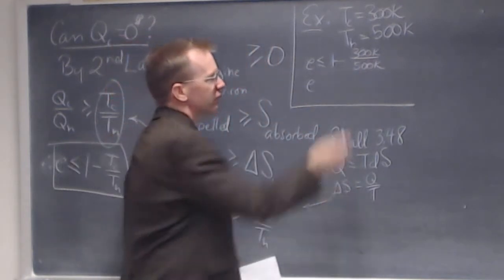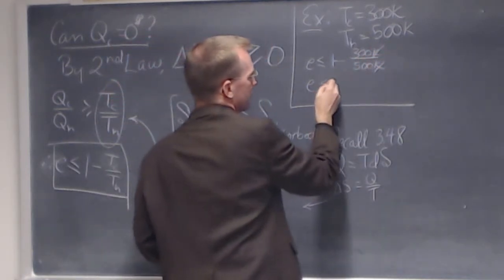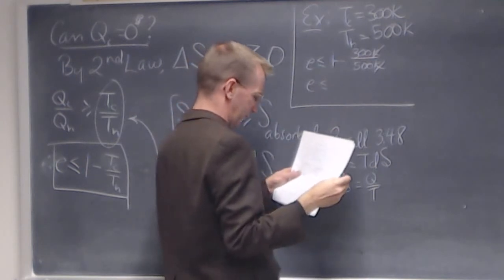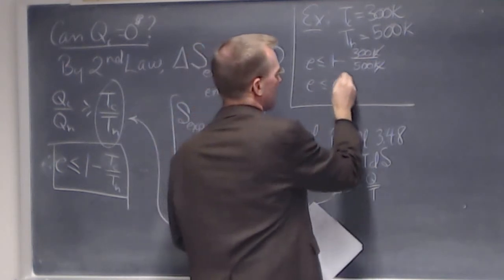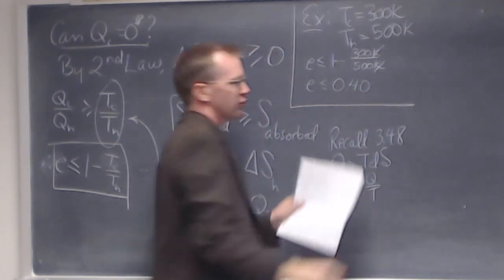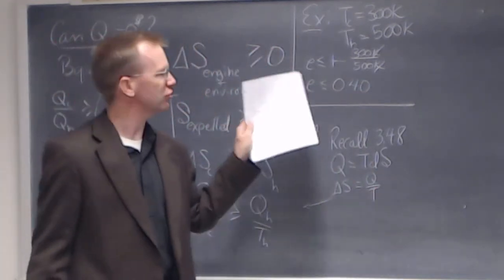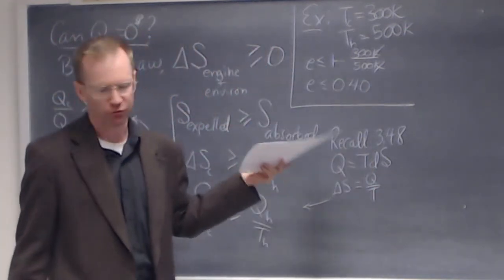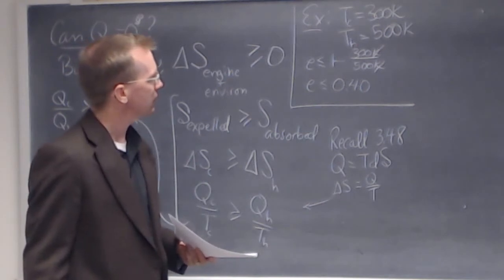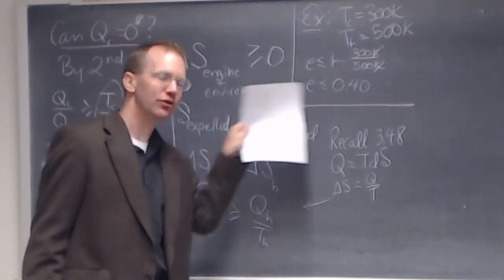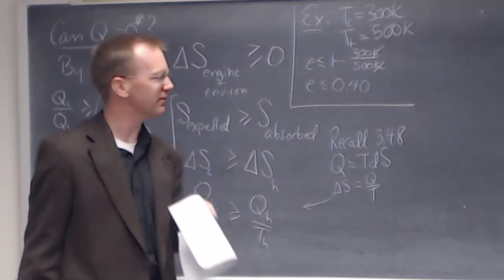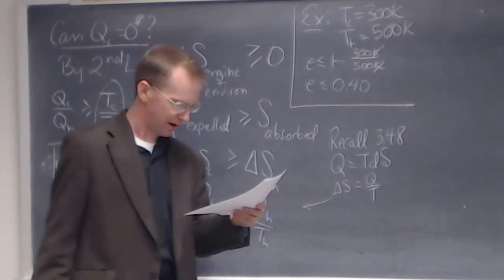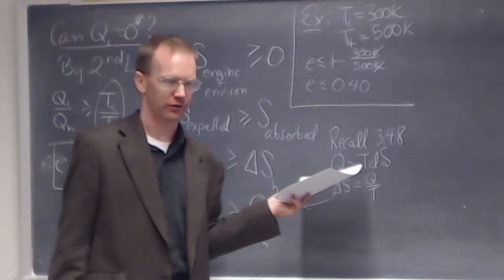1 minus 3/5, of course the units cancel out, and you get your efficiency must be less than or equal to 0.40, meaning 40%. Well, that tells you how high you could get it. Doesn't mean you actually will achieve that kind of efficiency. In fact, in practice, it's easy to get less efficient than this.